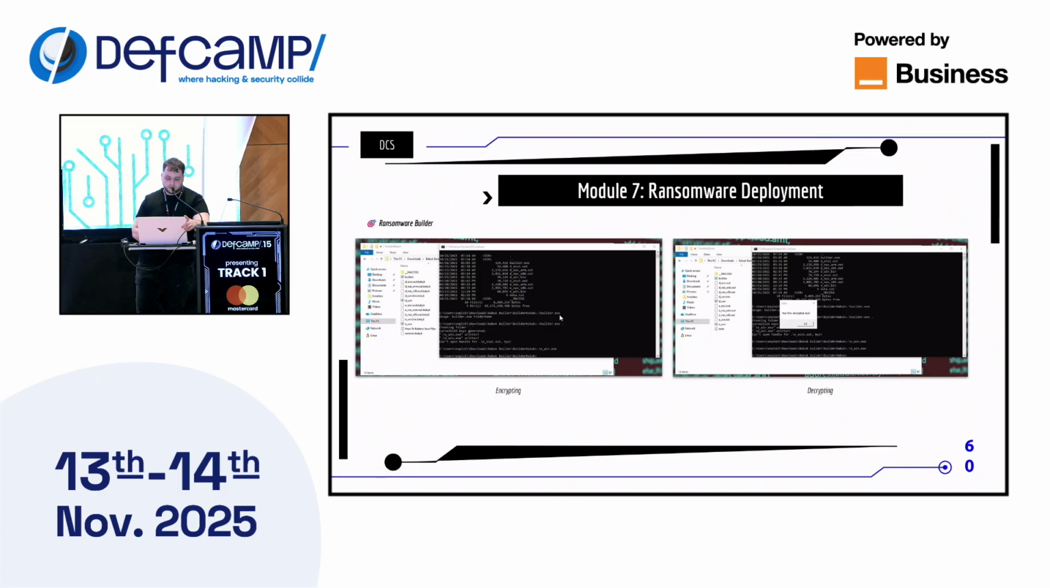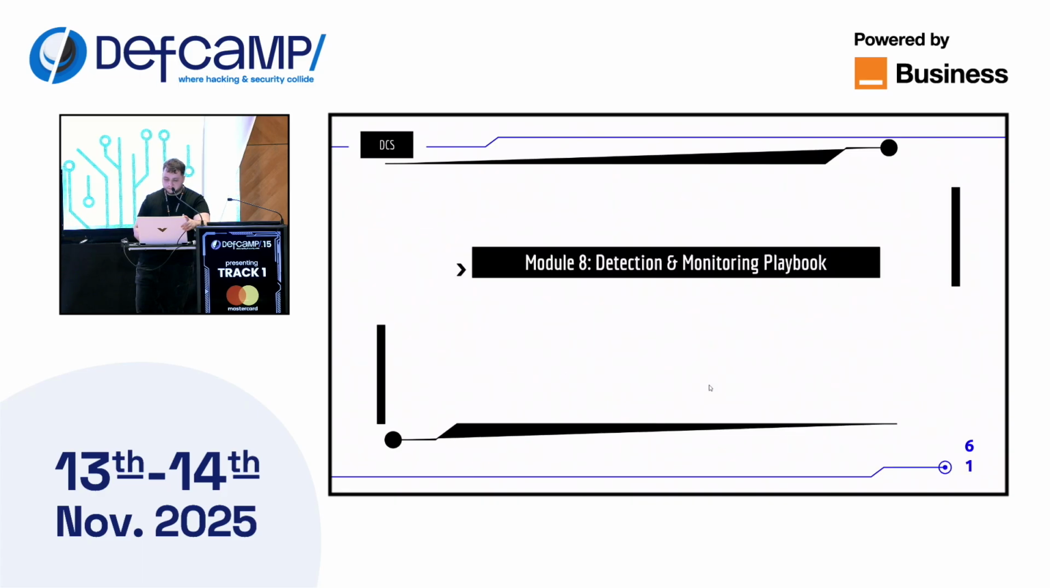We can just build it, and it will give us the encryptor and the decryptor. As you can see here, I used the encryptor. All the extensions were converted to Babuk. This is the ransom extension for this ransomware group. And then I decrypted them, as easily as encrypting them, back to normal state.